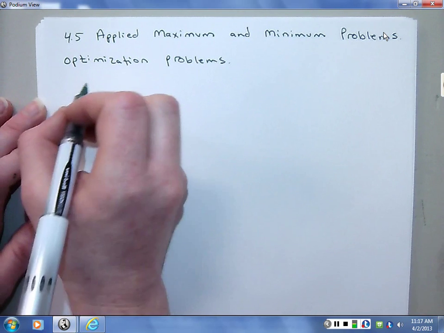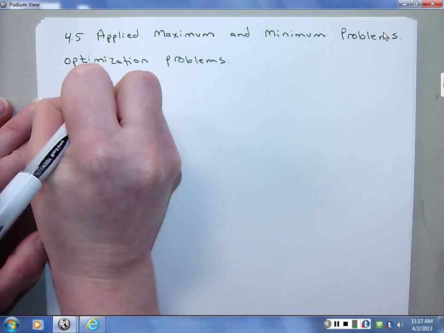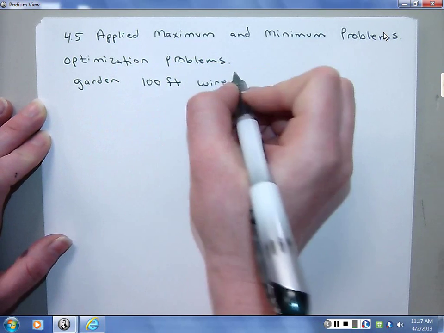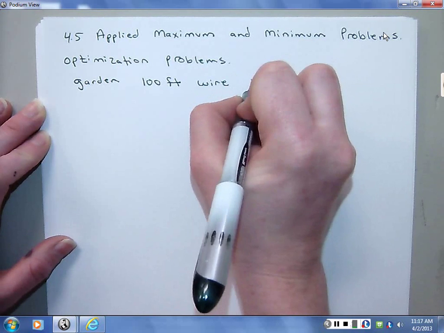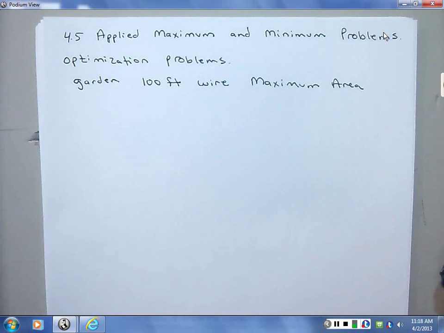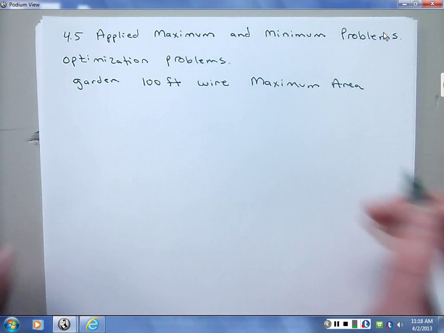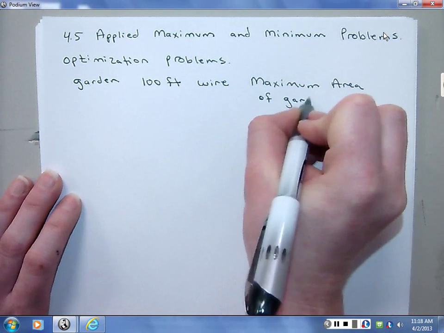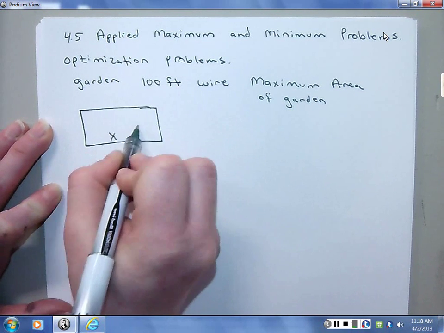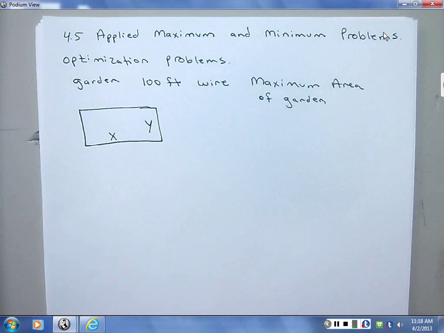So let's look at the garden problem. Say you have 100 feet of wire, and you want to maximize the area of your garden. All right, so I have some garden. Let's call this X and this Y. And I can only have 100 feet of wire. What is going to be my length of my garden, and what's going to be the width of my garden? That's going to give me maximum area.